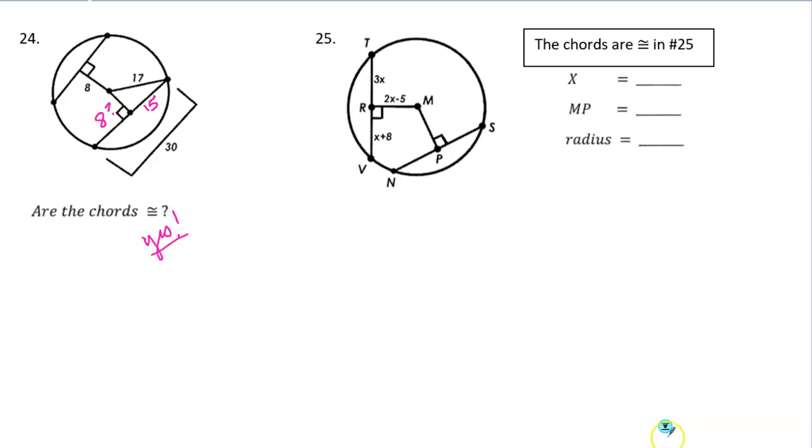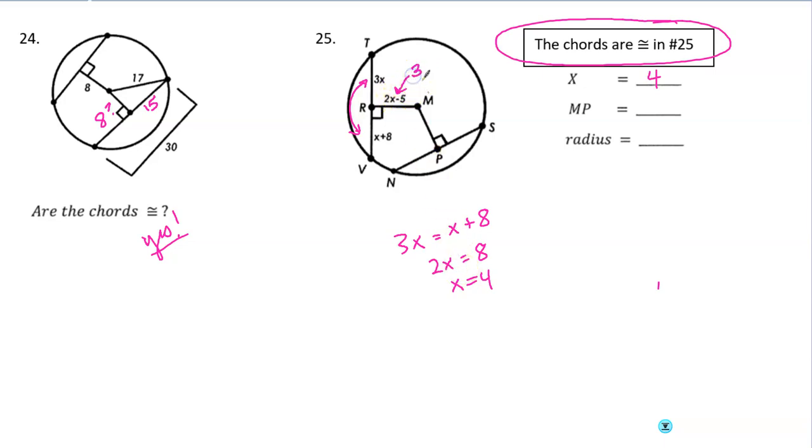In 25, we know the chords are congruent, so if we know they're congruent, then we know, first of all, these two things are equal. That gets bisected. That has actually nothing to do with them being congruent, but we know that that's true. So I can solve for x. I get 4. And then if that's 4, then I can plug in x equals 4 here. So 2 times 4 is 8, minus 5 is 3. So that length is 3.